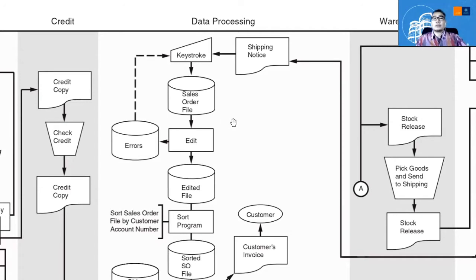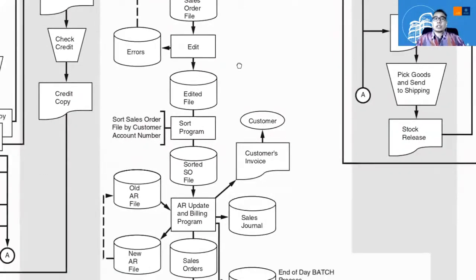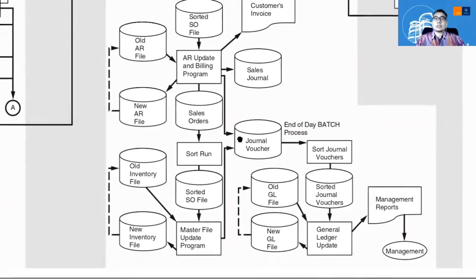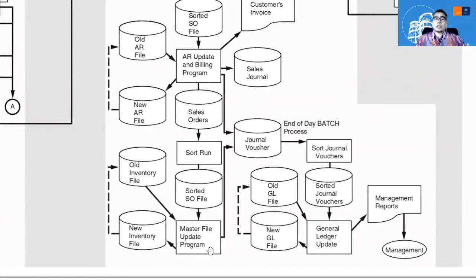And then after that, it will be processed in an edit run, and then sorted, and then updated inside the accounts receivable and billing program, and then another sort run, and then updated to the master files, inventory master file, and other master files. It also will be updated inside the journal voucher files to be added in the batch process. Okay, so that's the batch processing inside the revenue cycle.